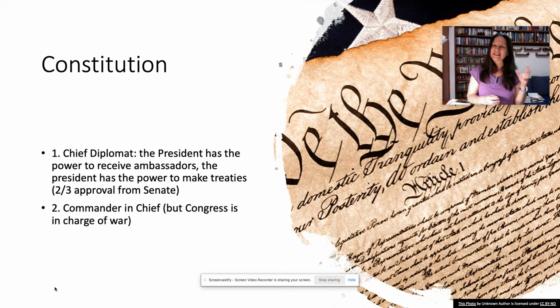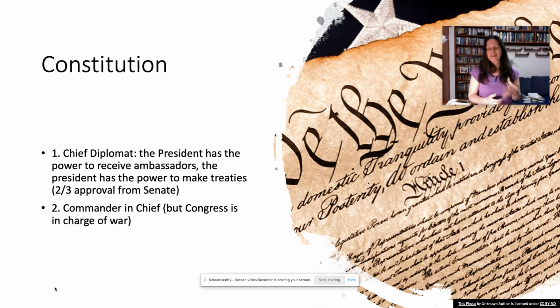So the Constitution states two main roles that the president has as far as foreign policy. One, that of chief diplomat. So the president has the power to receive ambassadors, to appoint ambassadors, and the power to make treaties. In tune with the rest of U.S. government and policy making, the system of checks and balances means that the president, although has the power to appoint the ambassadors, they have to be ratified by 2/3 of the Senate. And the same thing happens with treaties.